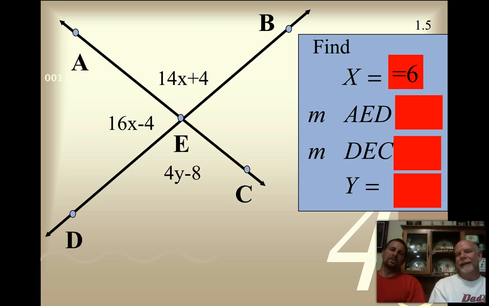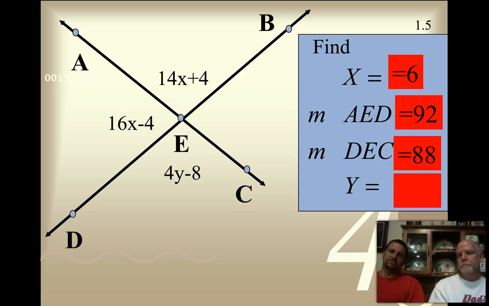So if we want AED, that angle on the left, that's 16x minus 4, we would take our 6 and plug it in there. 16 times 6 is 96, minus 4 is 92. So that angle has to equal 92 degrees. You could get DEC a couple different ways. If you know that's 92, DEC and the one we just found are a linear pair, so they have to add up to 180. We could subtract the 92 from 180 to get the measure of angle DEC, and that would be 88.